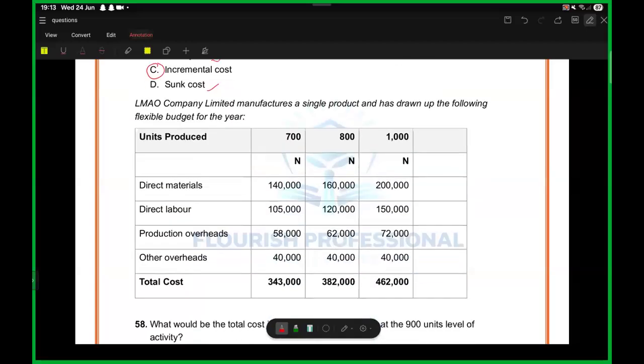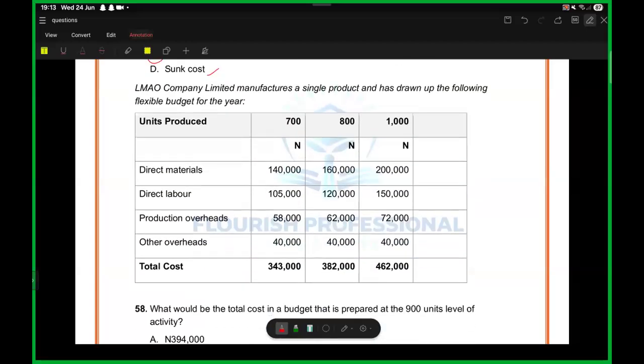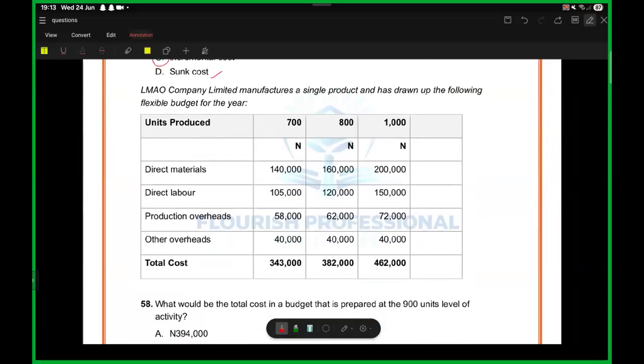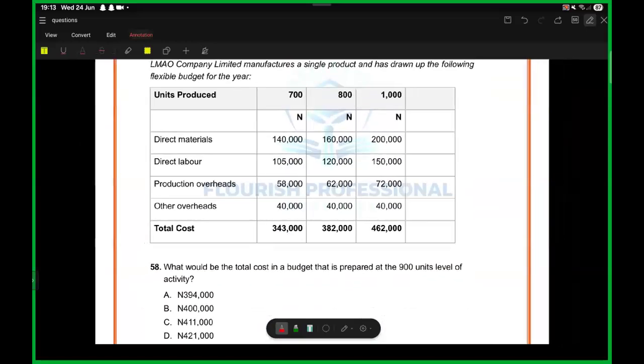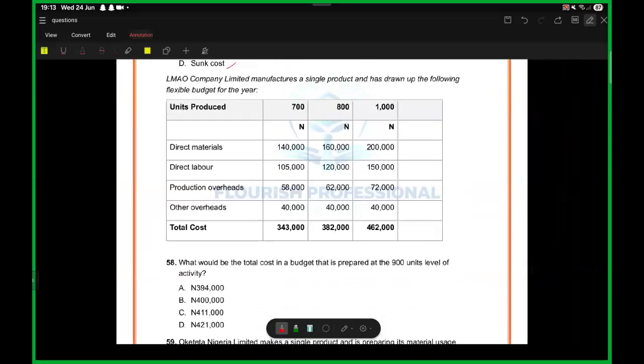But the cost incurred as a result of producing additional output is called marginal cost. Okay. Now let's solve question number 58. You see, they will give you a lot of tables, but the calculation is very, very simple. Once you know what you are doing, you can work so fast. All right, read the LMAO Company Limited.